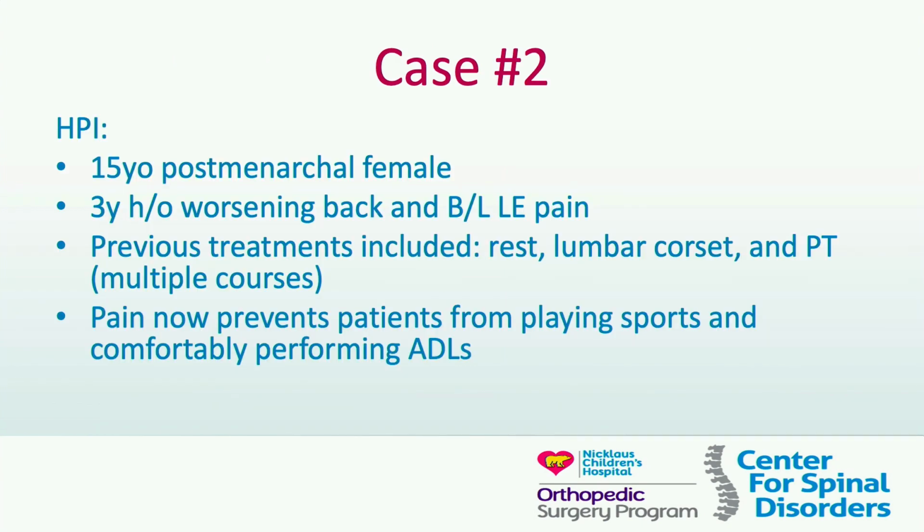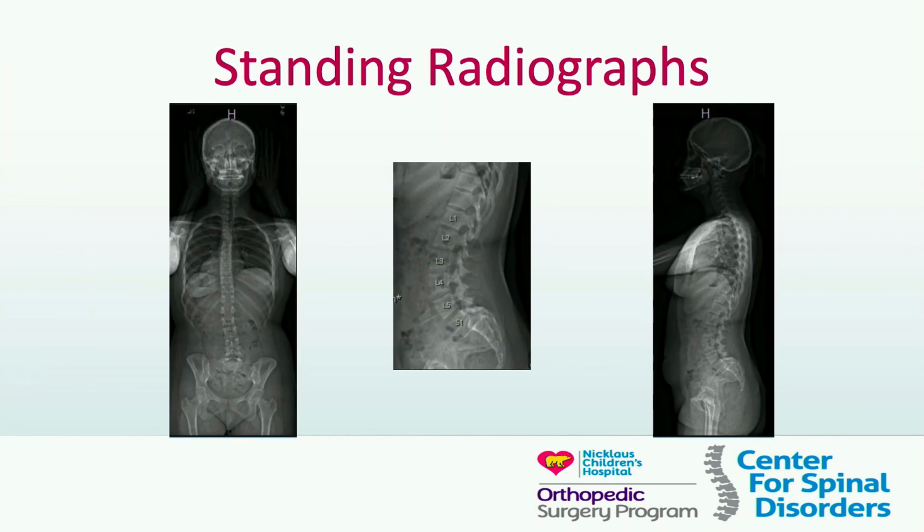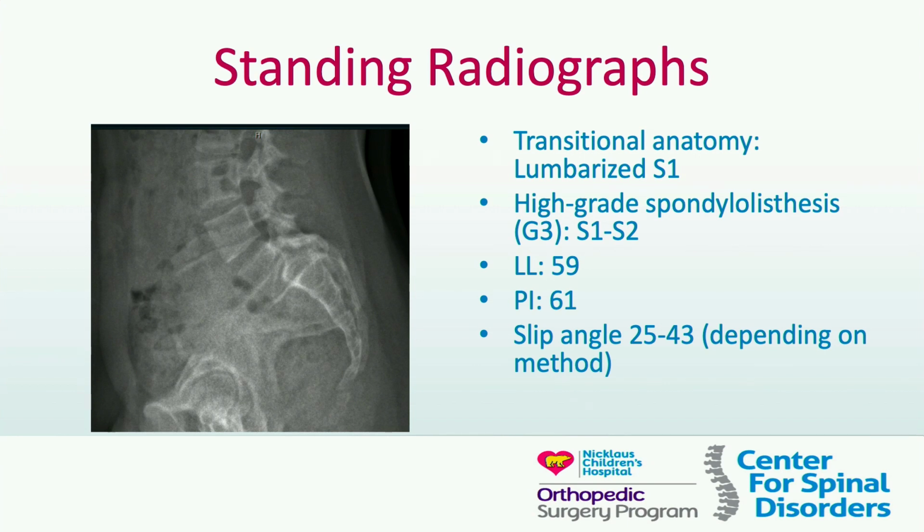Moving on to another case, this is a 15-year-old female, 3-year history of bilateral lower extremity pain and back pain, previously treated conservatively with no improvement, and now this prevents her from playing sports. When we look at her standing radiographs, we see that she has this high-grade spondy, but when we look closer, we see that she has transitional anatomy, and so she has a lumbarized S1, so it's a high-grade spondy at S1, S2.